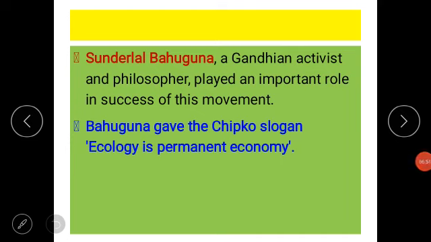Sundarlal Bahuguna, a Gandhian activist and philosopher, played an important role in the success of this movement. Bahuguna gave the Chipko slogan, "Ecology is the permanent economy." Meaning, if ecology is there, then the economy is there. If this ecosystem is balanced and working well, then life will exist on the earth. So that is the importance of this ecosystem, the forest cover.